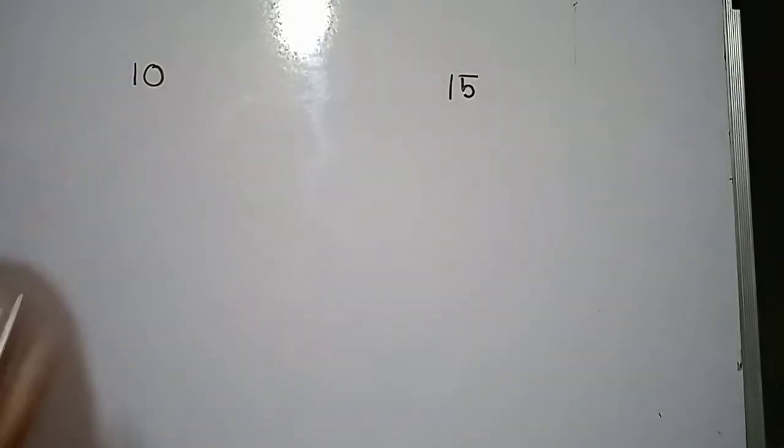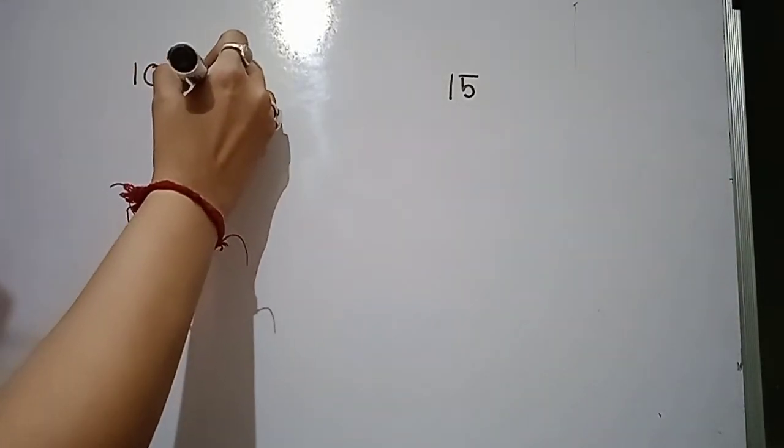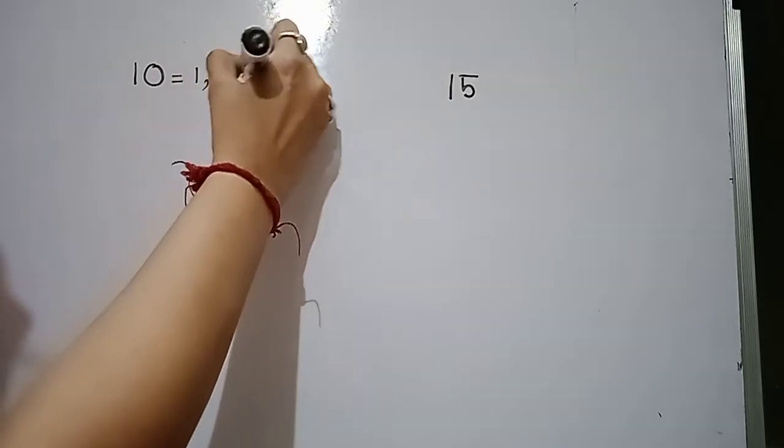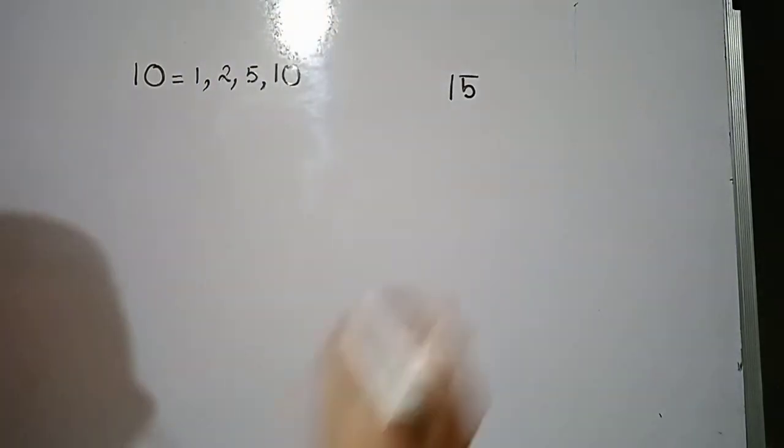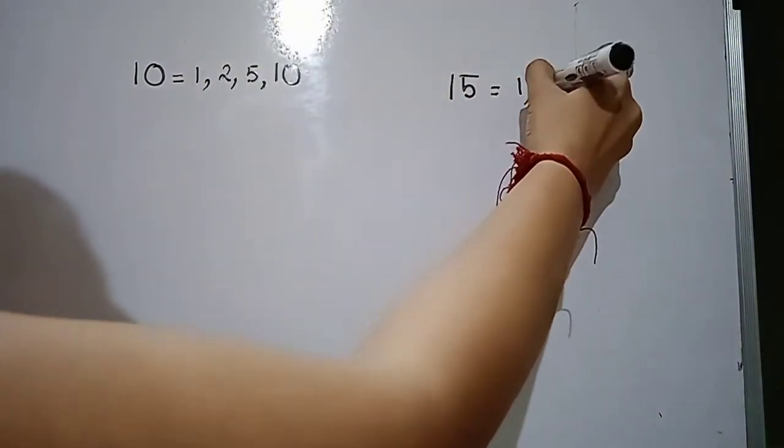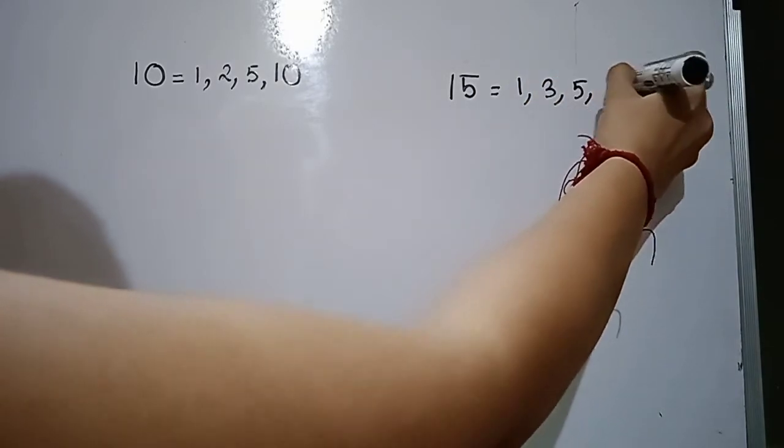Let us take an example. 10 and 15. So we are going to find the H.C.F between the numbers 10 and 15. First we have to do what? We have to find the factors of 10, that is the numbers which can divide 10. We know 1 can divide 10, 2 can divide 10, 5 can divide 10 and 10 can divide 10. For 15: 1, 3, 5 and 15.